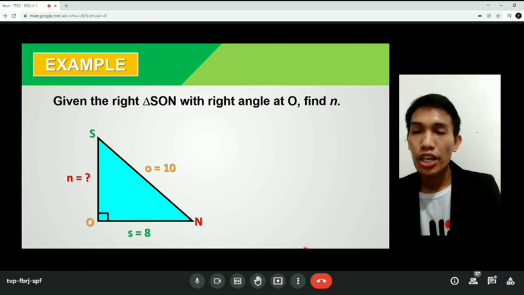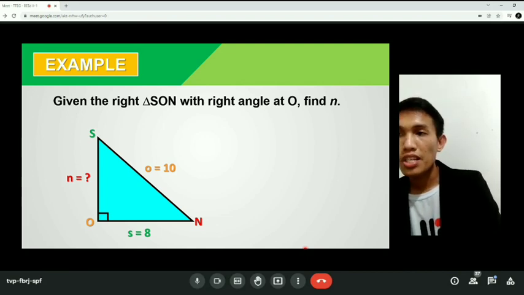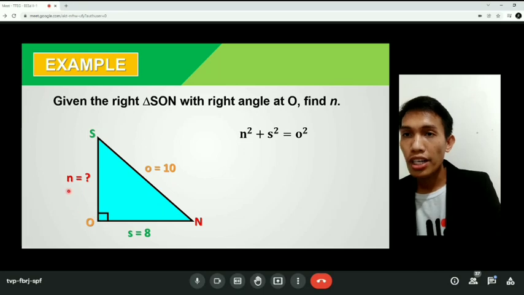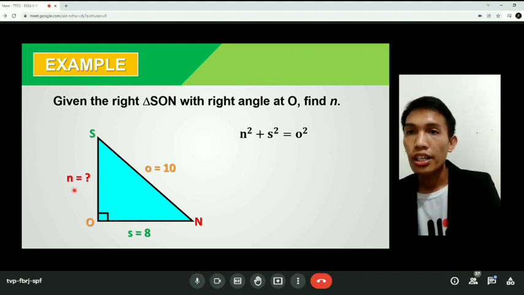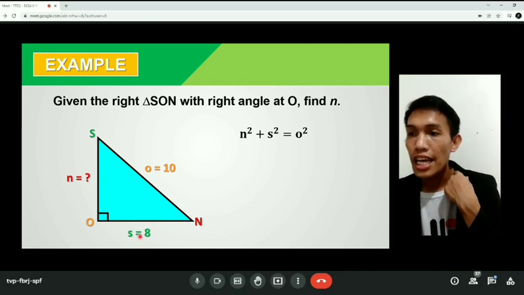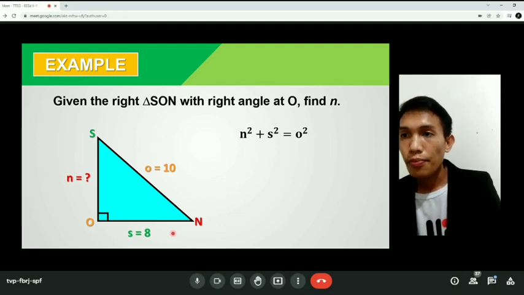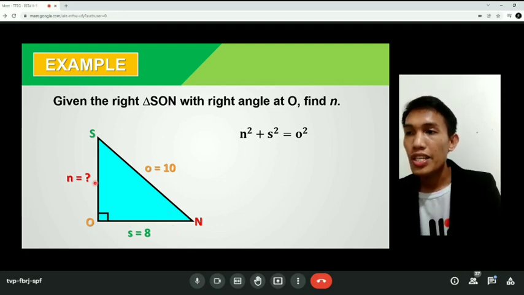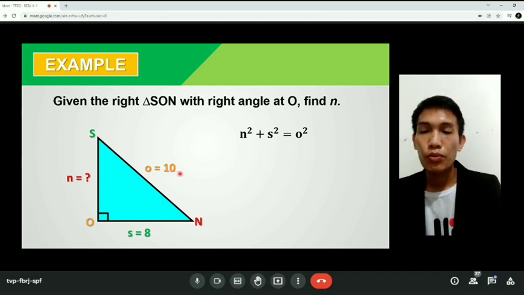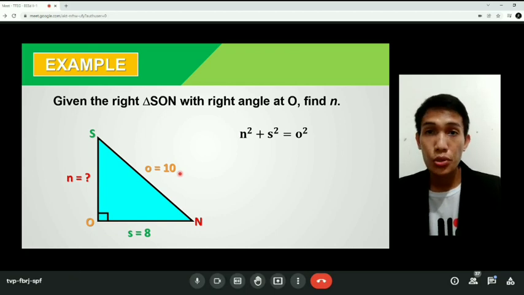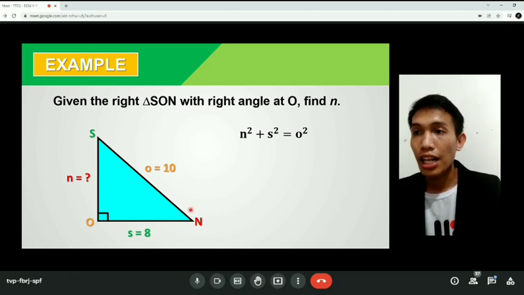According to the Pythagorean theorem, A squared plus B squared equals C squared, or here we have N squared plus S squared equals O squared. N is the variable for one of the legs, as well as S. So N and S are the legs of the right triangle. Since one of the legs is missing and the hypotenuse is given, just like in our first example, we just have to substitute the given values.